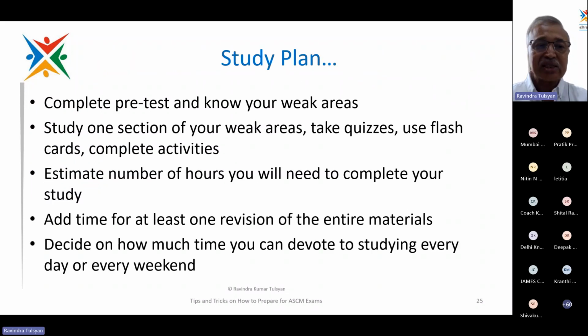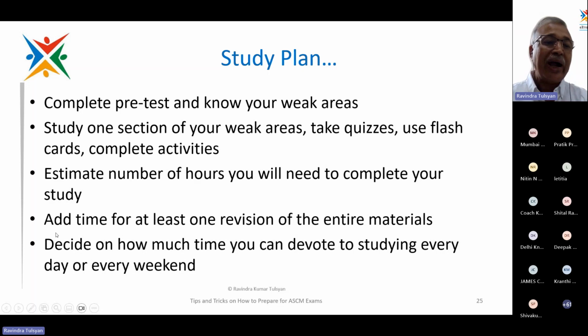As far as the plan is concerned, first of all, do the pre-test. Don't jump the gun. Take the pre-test, know your weak areas, and always focus more on your weak areas. I don't mean that you don't focus on other areas, but focus more on your weak areas. Study at least one section of your weak area, take quizzes, use flashcards, complete activities, and that will give you an approximate idea of how many pages you can read in how much time. Then you convert all that into the number of hours you will need to complete the entire study material.